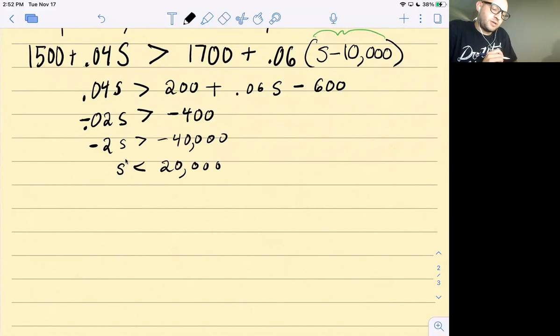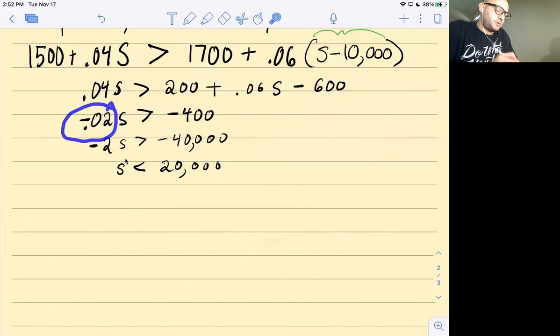Where did the negative 400 come from? Oh, yeah, good question. So when Charlie distributed the 0.06 into the 10,000, you got negative 600. So combine the 200 and the negative 600. Oh, okay. Yes. So you don't need to do what I did with the 40,000, but I did this thing where, you see the 0.02 here?